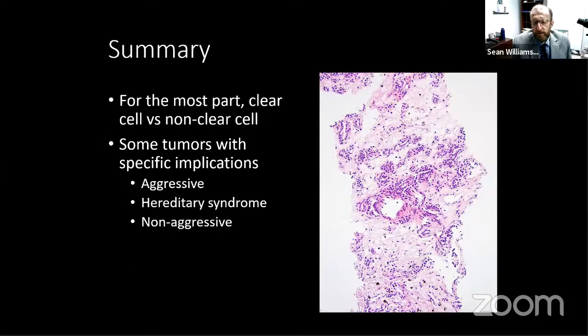So for the most part, treatment of renal cancer just depends on clear cell and non-clear cell subtypes. So I wouldn't get too worried about recognizing all the subtleties of these emerging entities, but hopefully I was able to convey today some of the things that I think are ready for diagnostic practice and some of the subtleties that do have some clinical relevance. Some of these tumors have specific implications in terms of their aggressiveness, like the HLRCC-associated tumors. Some of them have implications for hereditary syndrome, like HLRCC and SDH-deficient renal cancers. And some of them are, of course, non-aggressive, like most of the oncocytic tumors that we talked about today.